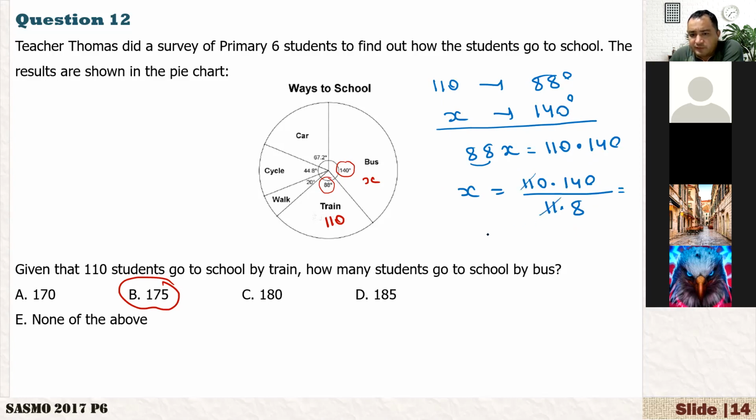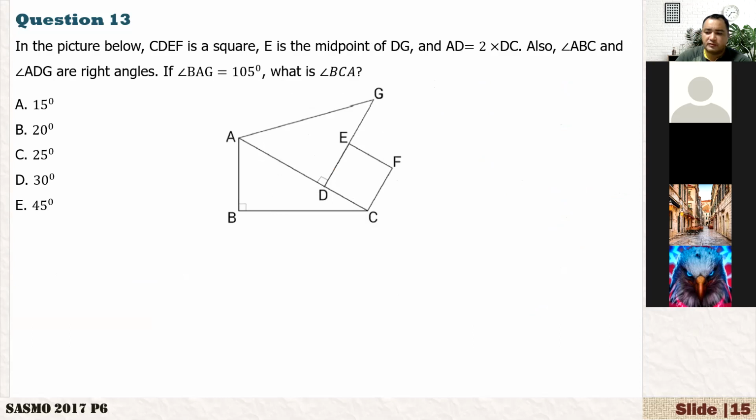So that's equal to, and here we have 110, which is 10 times 11, and 10 is 2 times 5, and 140 is 4 times 35. And over here we have 8. So this 2 and 4 cancel with 8. 5 times 35 is 175. So that's why the answer is 175. Okay, that's it. Very easy question. Let's move to the next question.